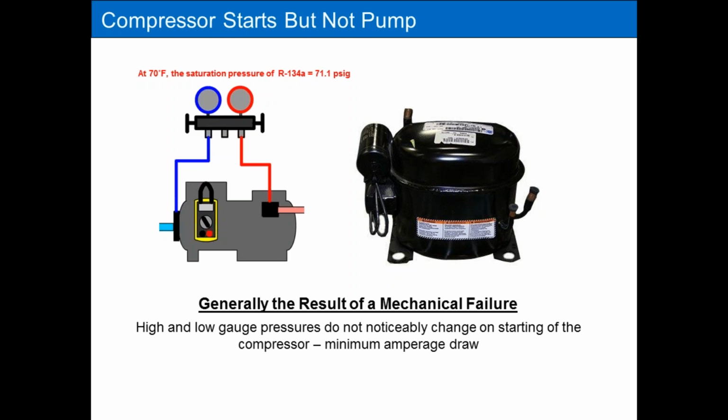But if I put my gauges on, compressor's not running, and both my high and low side read 20 pounds of pressure, or 10 pounds, or 30 pounds, or 40 pounds of pressure, I've lost a significant amount of refrigerant, and that's part of my problem. Maybe not the only problem. You could have a bad compressor still, right? You could have lost the refrigerant, and that caused the compressor to fail. So just because you've identified the loss of refrigerant, it doesn't mean that's the only problem.